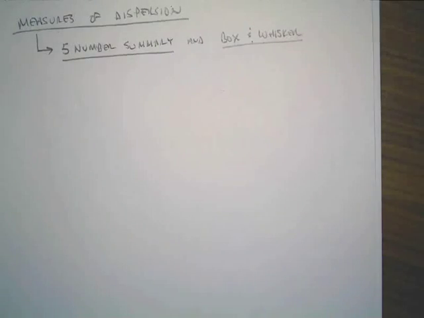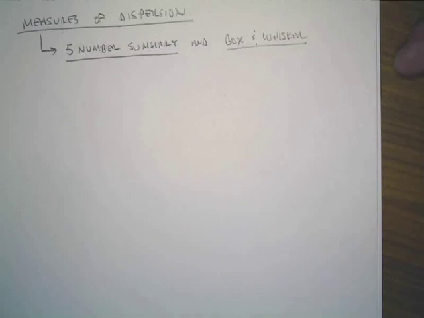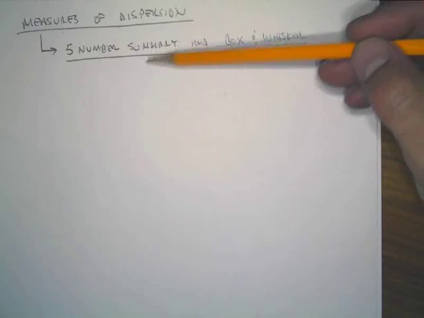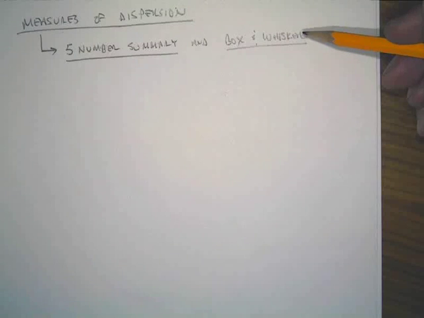Now, you recall from the first two videos that we talked about measures of central tendency for a data set, where's the center: mean, median, and mode. Then we talked about measures of dispersion, how far apart is the data spread out, and we talked about range. Well, there is another way that we can analyze the spread of the data, and it is called the 5-number summary, and that's the number version, and graphically it's called a box and whisker.